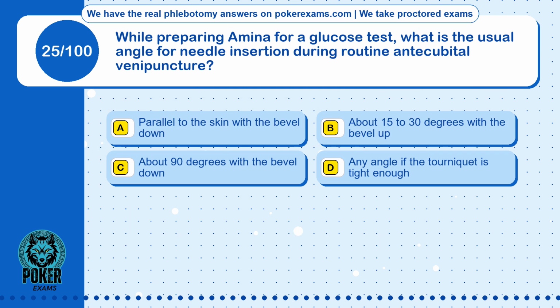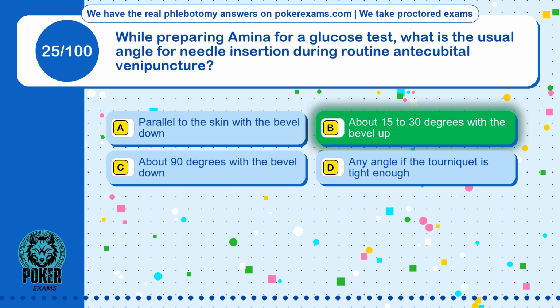Question 25. While preparing Amina for a glucose test, what is the usual angle for needle insertion during routine antecubital venipuncture? Option A: parallel to the skin with the bevel down. Option B: about 15 to 30 degrees with the bevel up. Option C: about 90 degrees with the bevel down. Option D: any angle if the tourniquet is tight enough.